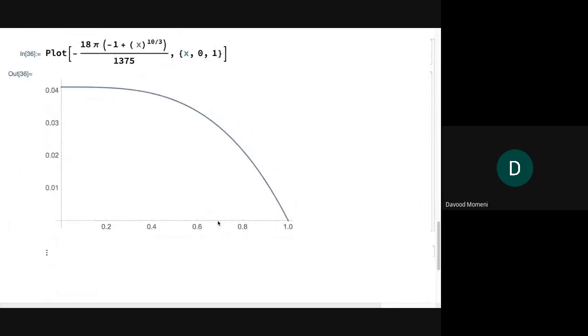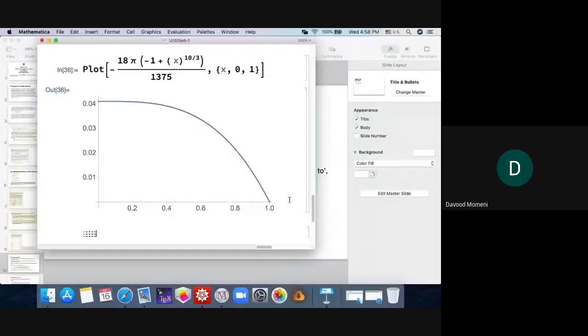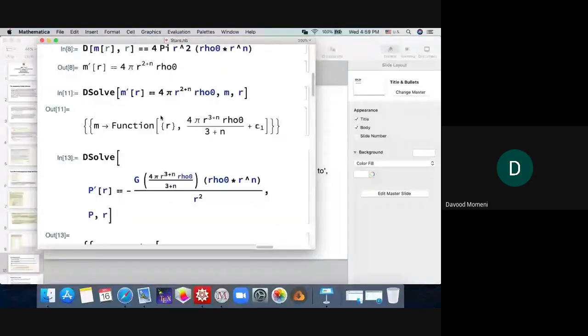Okay. Who is finally happy? Can somebody tell me what this diagram is? I spent the time to plot this for you. What is that? It's the pressure of a star versus radius. So this is the thing which I want you to do. It could be like this, but a little more hard. Anybody interested?